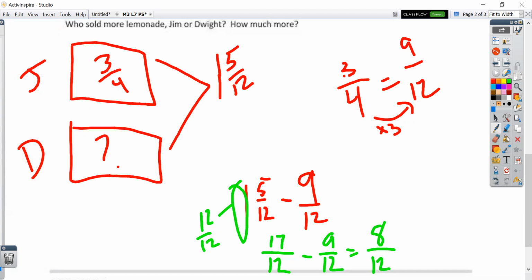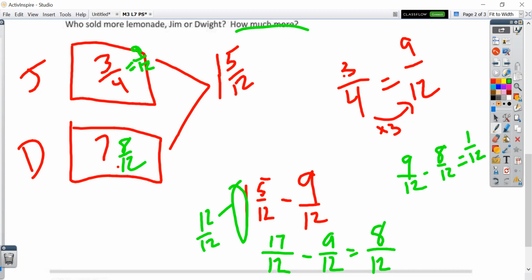So now if we think about this, we knew that 3/4 is equal to 9/12, and we know that Dwight had 8/12. Now the question is, who sold more? And then the question was, how much more? So we've got to have both pieces. Well, Jim, 9/12, Dwight, 8/12. So if we wanted to prove how much more, we just show a little quick subtraction. 9 minus 8 is always going to be 1. So 9/12 minus 8/12 is going to be 1/12.